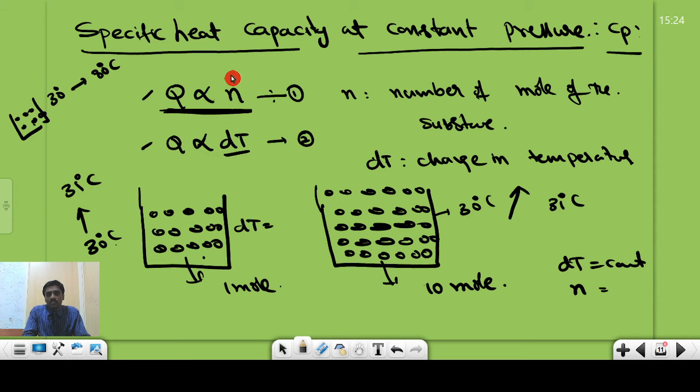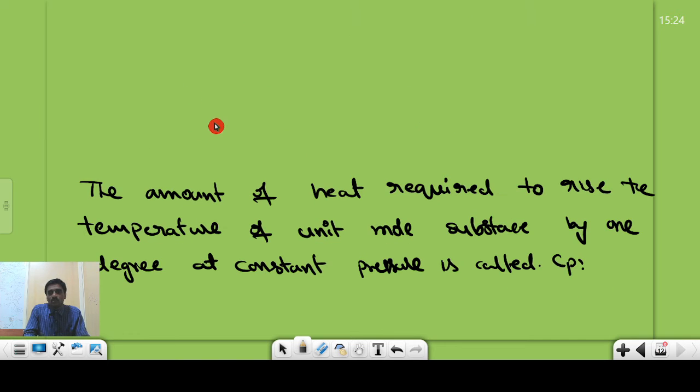By combining these two equations, Q is directly proportional to n into delta T, so Q ∝ n ΔT.